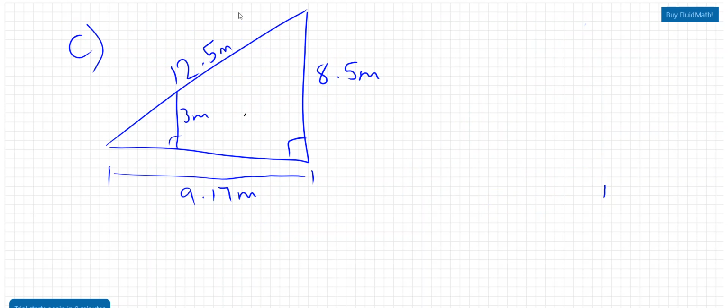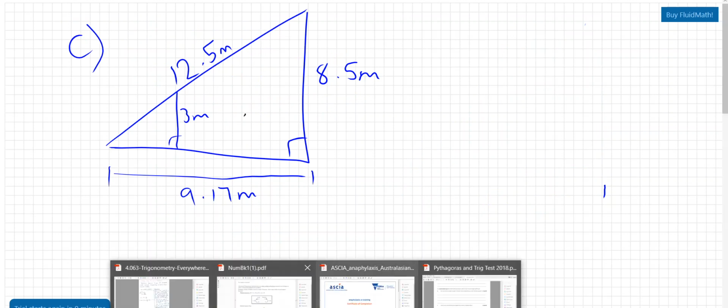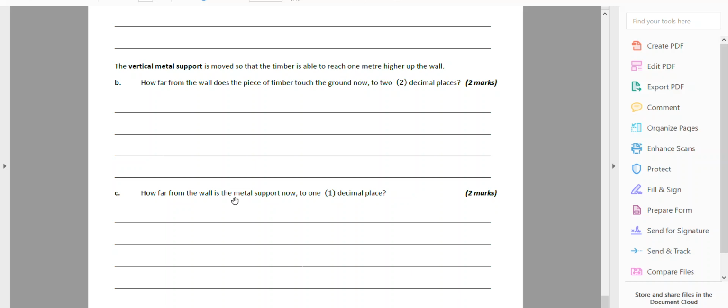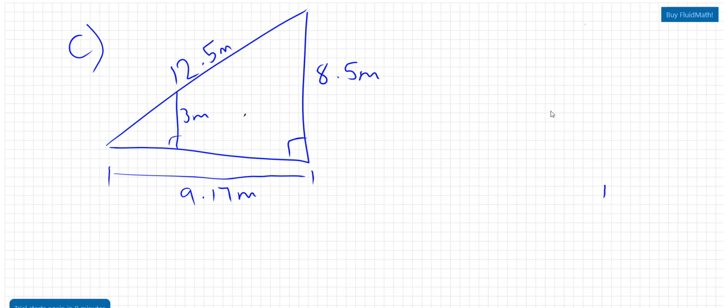And finally, for the last question C, let's just go to the question. It says, how far from the wall is the metal support now to 1 decimal place? So once again, redraw your diagram. We've got a new diagram now. The height the timber reaches is 8.5 meters. The base length is 9.17 meters. We found that. We know that the rod won't change its length. That's always going to be 3 meters. As well as that timber length, that's also going to always be 12.5 meters. And that's what we have so far.